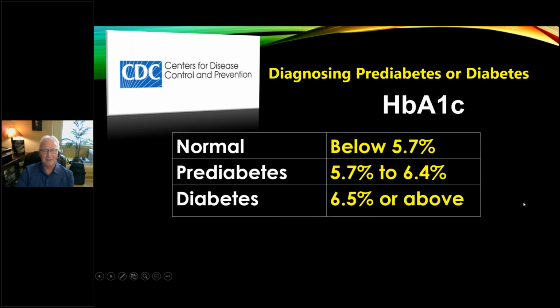Diagnosing pre-diabetes, the simplest way to do it is with a hemoglobin A1C test. And there are magical divisions and guidelines to say you're normal if you're below 5.7, but you're pre-diabetic if you're anywhere between that and 6.4, and you have diabetes if it's above. Most of you out there know this.